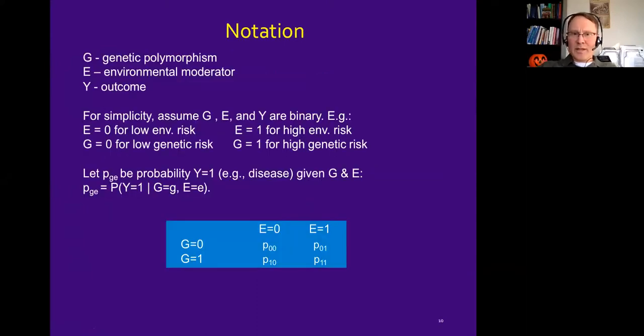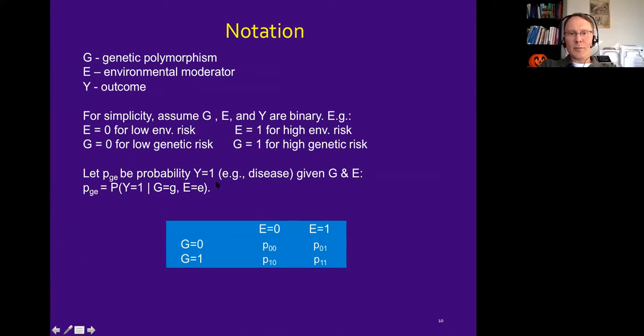So, scale dependence of interactions. First, it's important to get our notation correct. I'm going to call G the genetic polymorphism, E the environmental moderator, and Y the outcome. And for simplicity here, I'm just going to say that they're all binary. So E is 0 if it's low risk and 1 for high risk. It's obviously a simplification, so this might be like a dominance model, but 0 for low genetic risk and 1 for high genetic risk, just for simplicity.